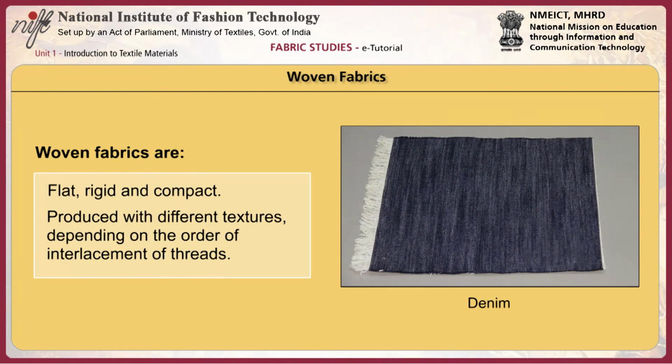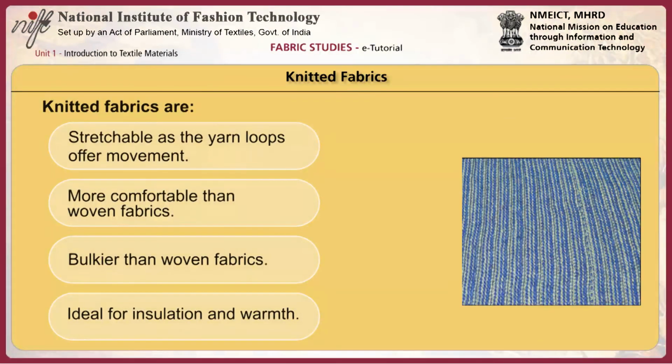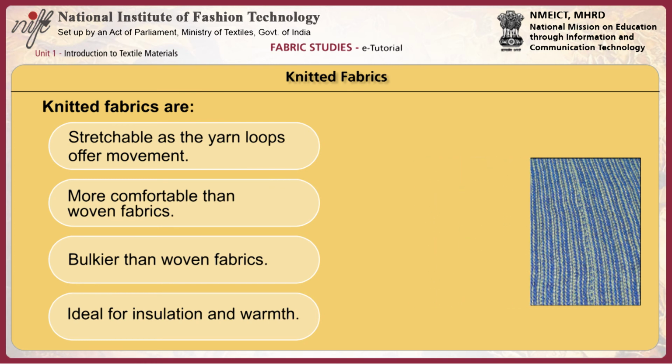Woven fabrics are flat, rigid and compact. They are produced with different textures depending on the order of interlacement of threads. Knitted fabrics are stretchable as the yarn loops offer movement. Knitted fabrics are more comfortable than woven fabrics because of their stretchability. They are bulkier than woven fabrics and are hence ideal for insulation and warmth.